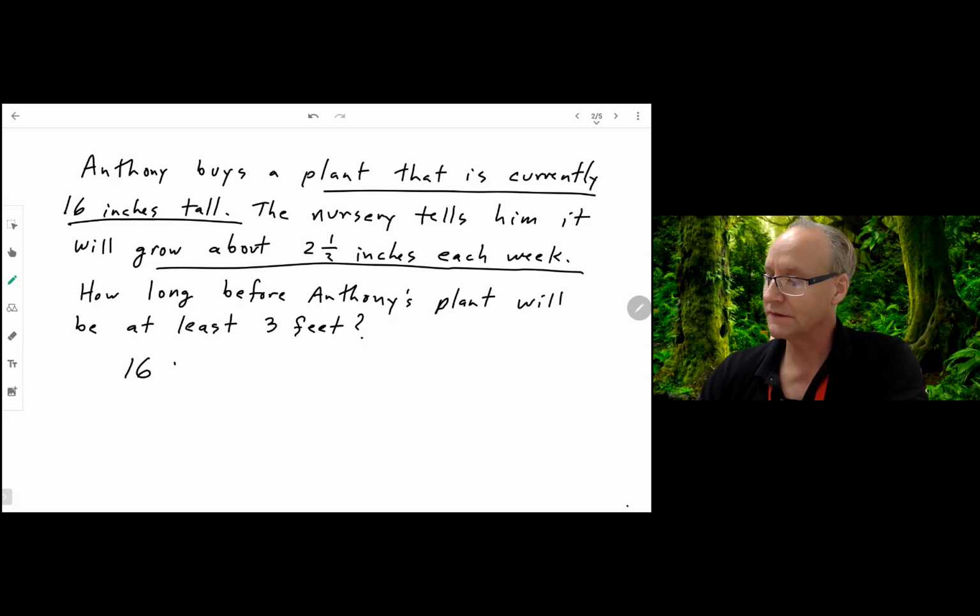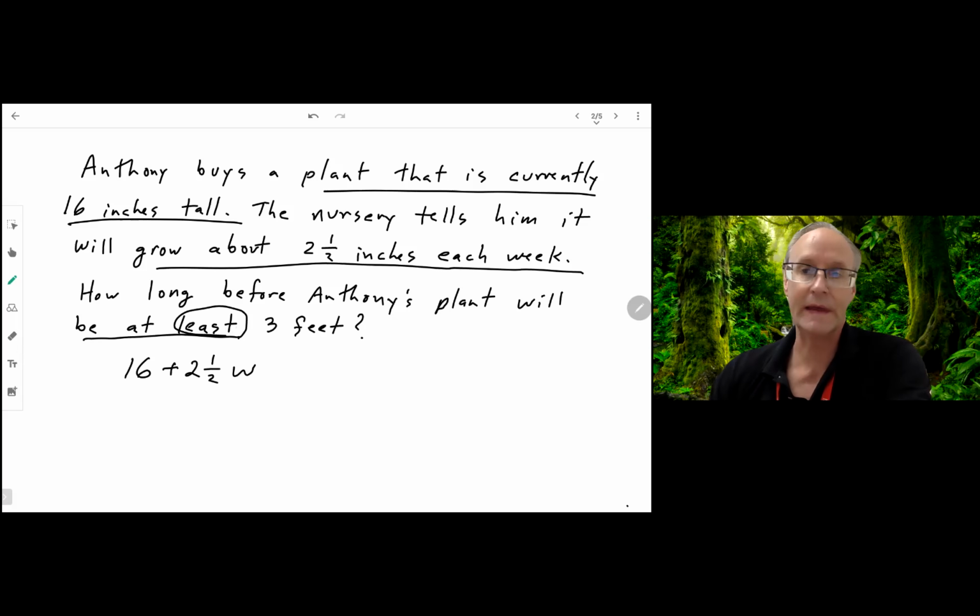And the nursery tells him that it will grow about 2.5 inches each week. So growing means that I'm going to be adding 2.5 inches each week. And we want to know how long it will be before Anthony's plant will be at least 3 feet. Now, being at least 3 feet is actually an inequality, but I'm going to go ahead and write the equation because as long as it's 3 feet, we're good to go. And we know that any time after that, it's going to be taller than 3 feet, which we can see pretty easily. But I'm going to write it as an equation, even though it's really an inequality because of this at least business going on.